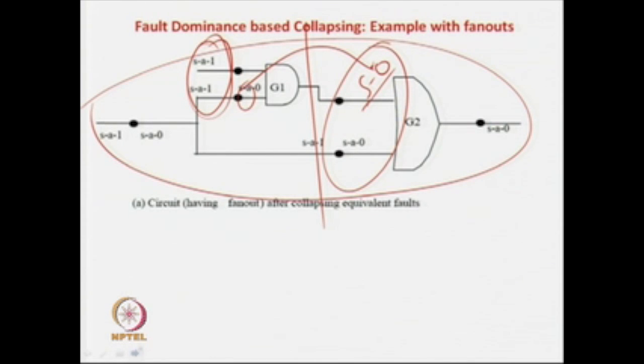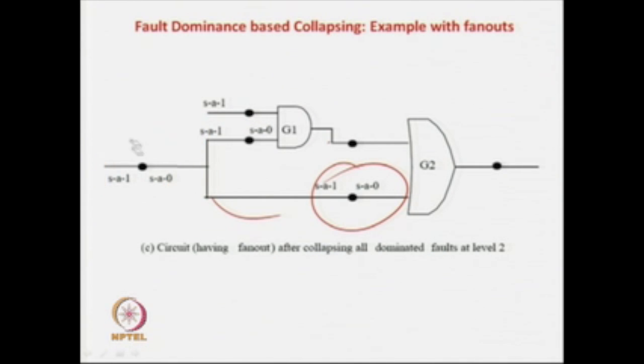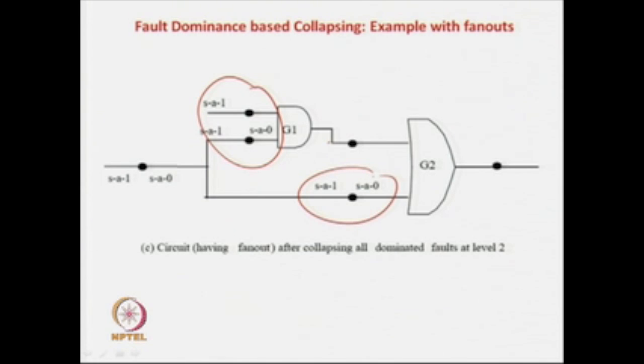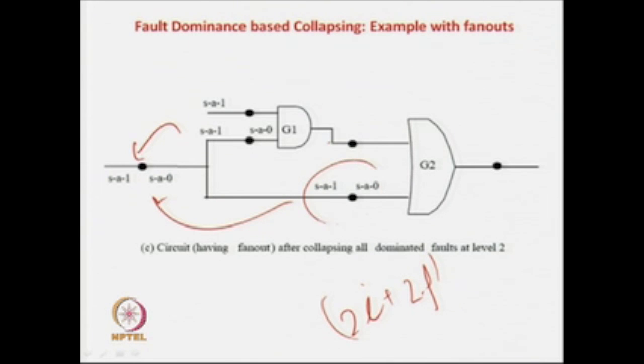But if there is fan out, then the number slightly rises, and you can already see why. Now, we have stuck at faults at the inputs of the gates, that is fine, and also at the fan out branches, because these guys and these guys cannot be brought over here, as they are not equivalent. So, in addition to 2I, the number of inputs, you have to add 2f faults, where f is the number of fan out branches. For each fan out branch, we have a stuck at 0 fault and a stuck at 1 fault. Sometimes they will be merged, for example in this case, this is a fan out and these are fan out.